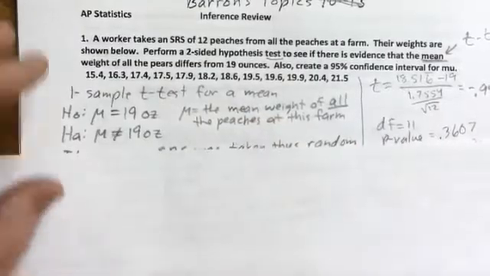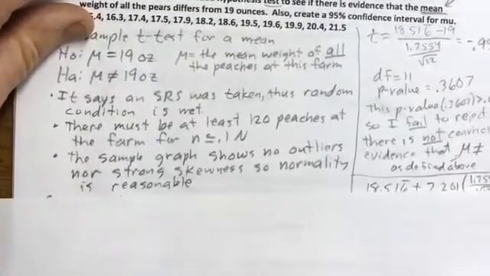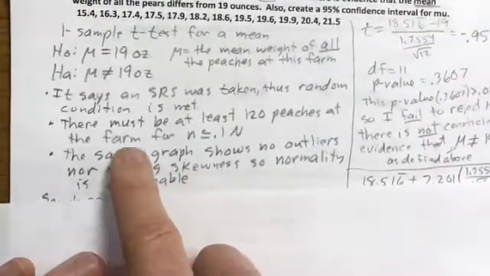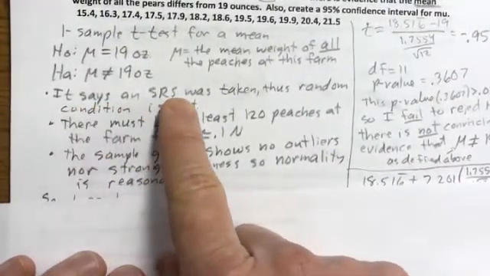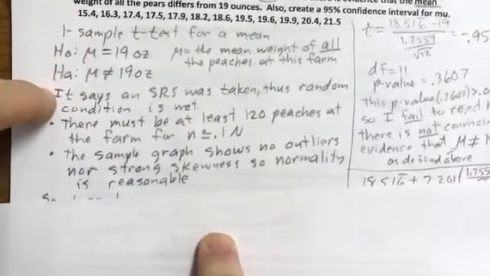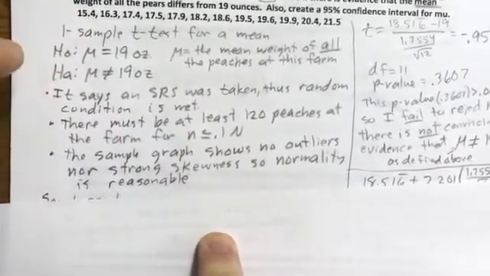Okay. So then you SINS. So you SINS, that's here, and this is the interval. We're not worrying about that right now. Anyway, it says an SRS was taken. The random condition is met. That is going to be a condition for every inference, all 13 of them. That is always a condition.